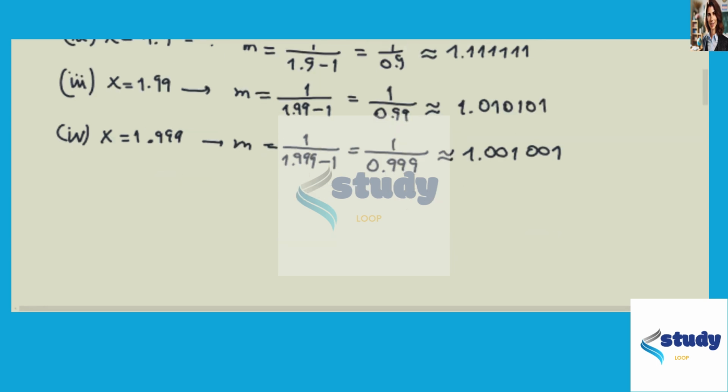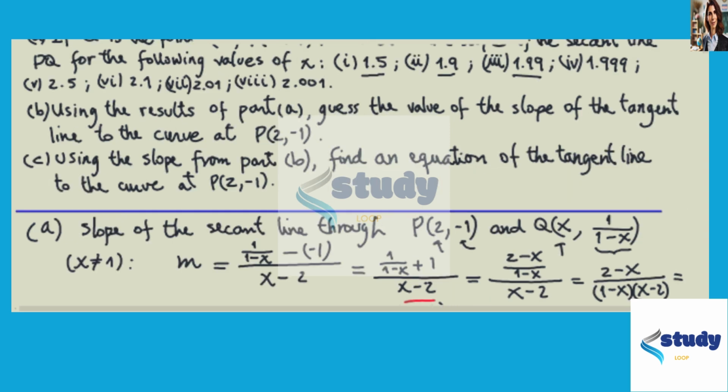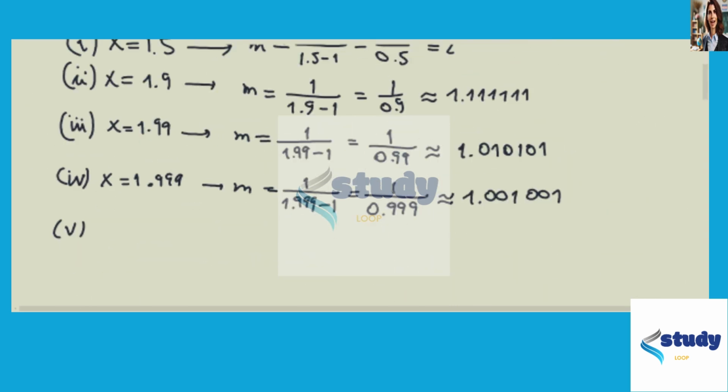Now part 5, we take x equal 2.5, and so m is 1 over 2.5 minus 1, which is equal to 1 over 1.5, and this is approximately equal to 0.666667.